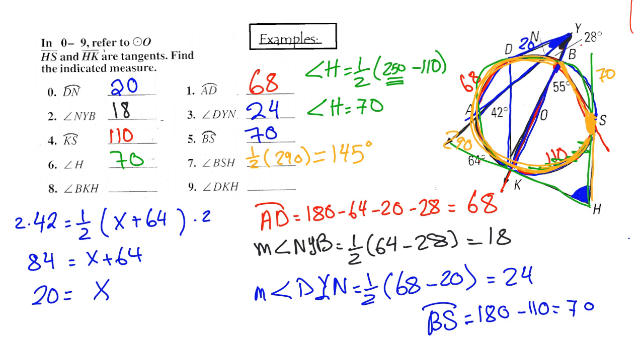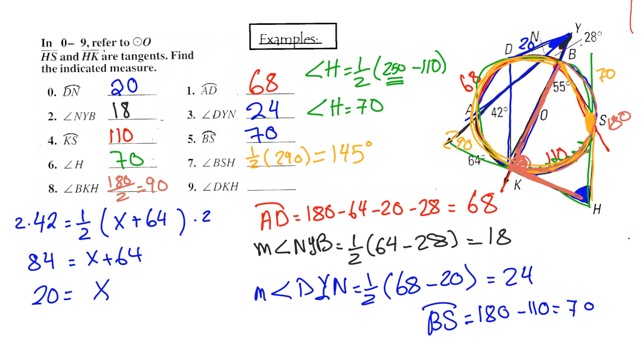So angle BKH is right there. This angle again is considered an inscribed angle, since the vertex is on the circle, and an inscribed angle is equal to half of the intercepted arc. This whole arc is equal to 180. So 180 divided by 2 is equal to 90. So the measure of angle BKH is equal to 90.